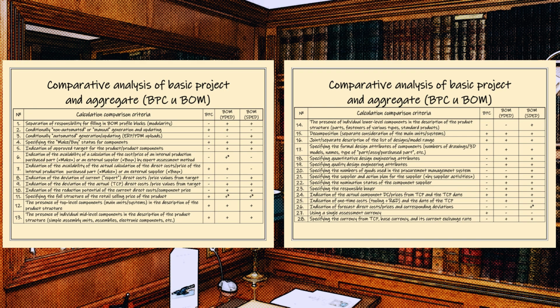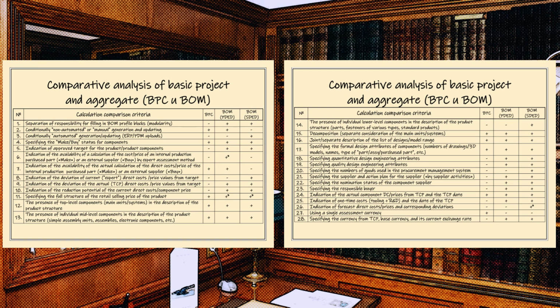Criterion 24. Indication of the actual direct cost for component prices of the purchased part from the technical commercial proposal and the date of the commercial proposal. This BOM block indicates the price of the component either in accordance with the latest commercial offer received from the supplier or an expert assessment of the current price of the component, for example, based on benchmarking data, expert calculations, and etc.